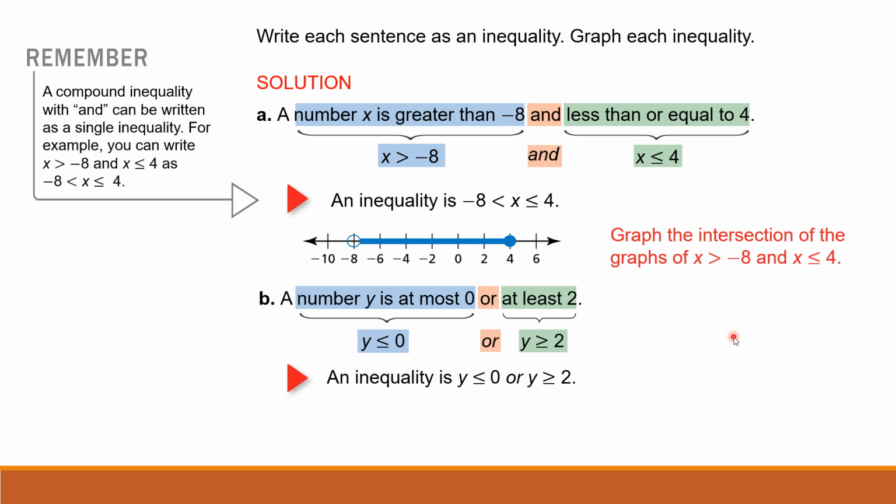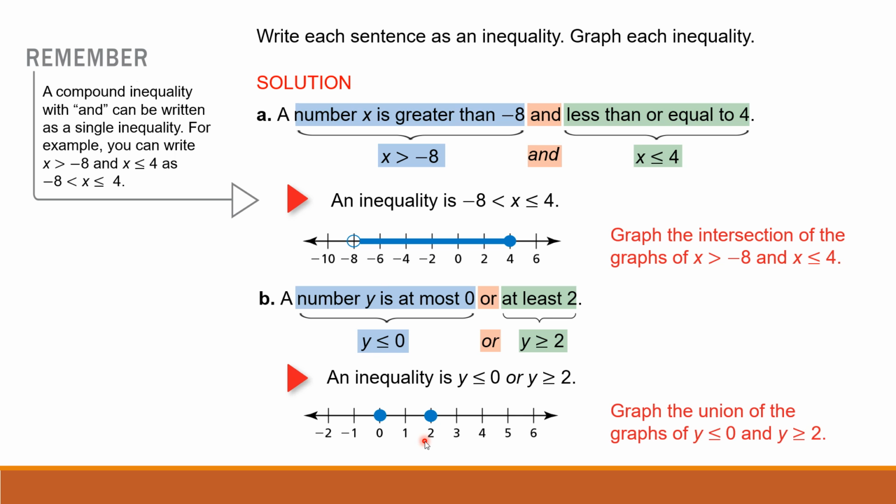And graphing, we have our boundary point at 0, which is a filled in circle because of the equal sign. Our second boundary point on the right is 2. It is also filled in. And then we shade in opposite directions. Because y is less than or equal to 0, we shade to the left, or y could be greater than or equal to 2, we shade to the right.